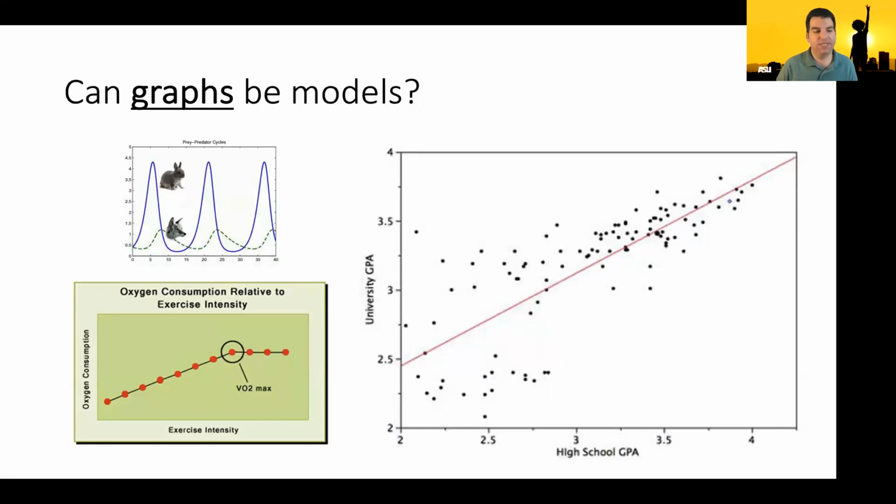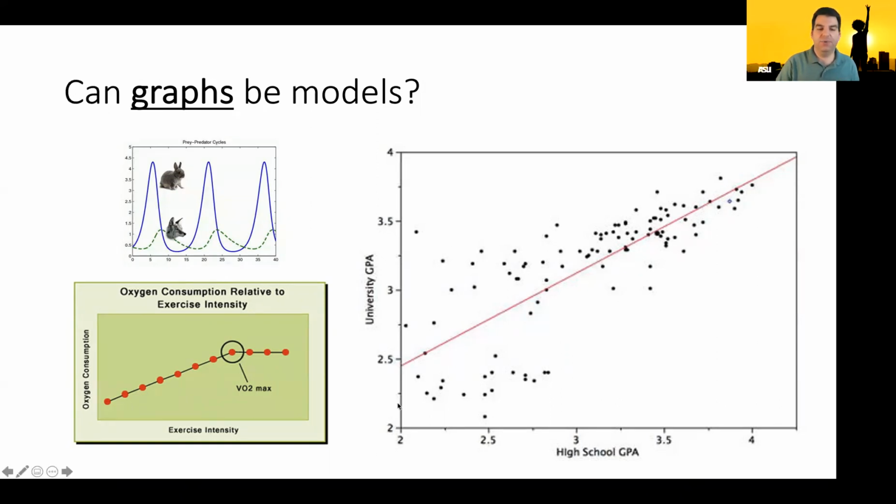Graphs can even be models. I already showed this sort of graph where we've got predator and prey going through these oscillations, and that helps me explain the way predator and prey can regulate each other in this kind of feedback cycle together, without actually being real data.